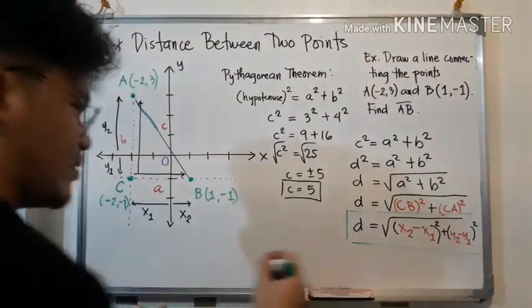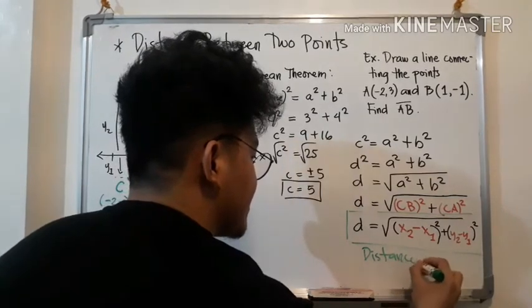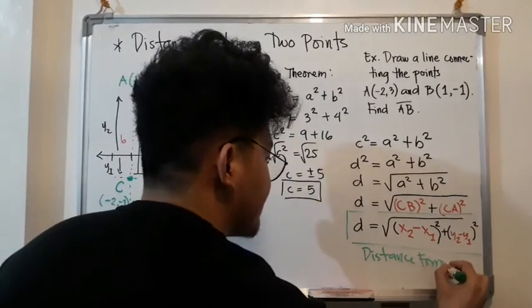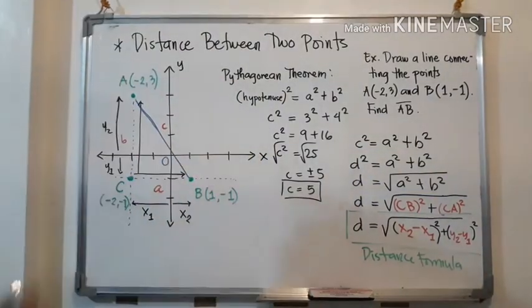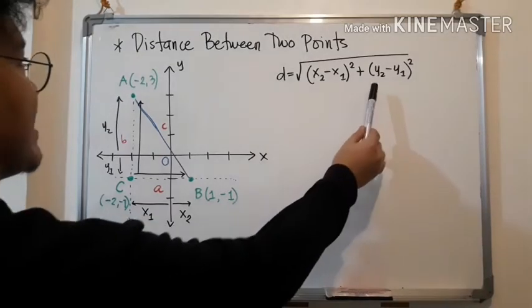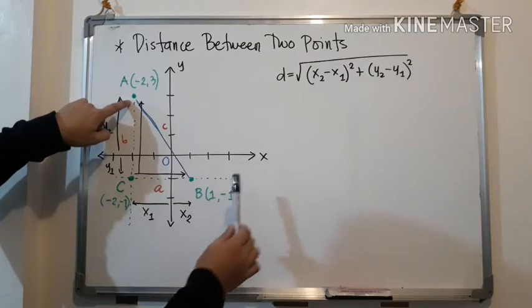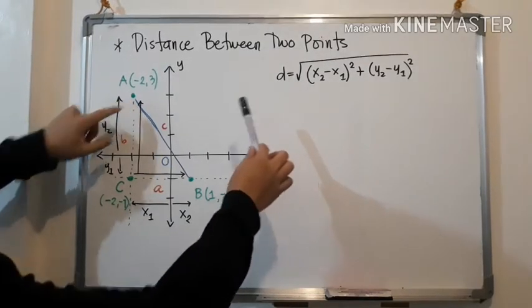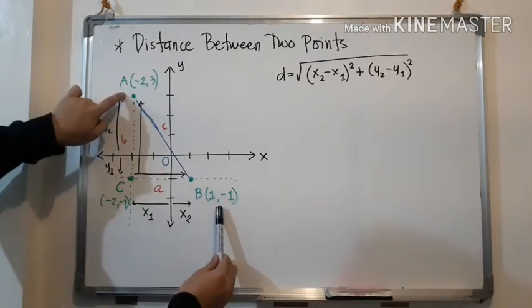Okay, this is known as the distance formula. And we can use this distance formula to find the distance between two points. So we'll make use of this distance formula to find the distance between point A and point B. This time, we'll no longer use point C. Kasi ito lang naman yung given.